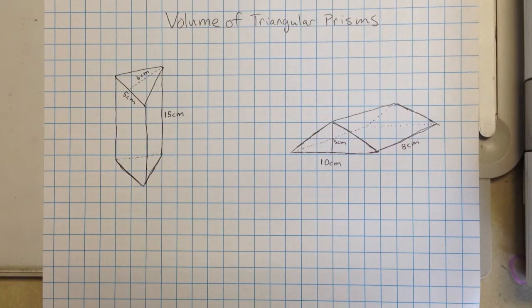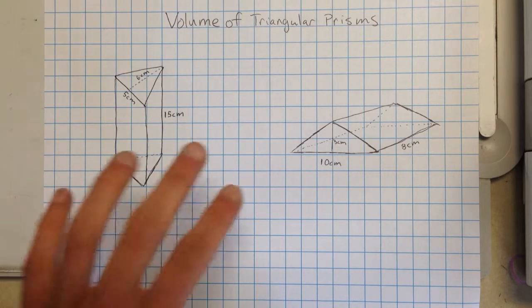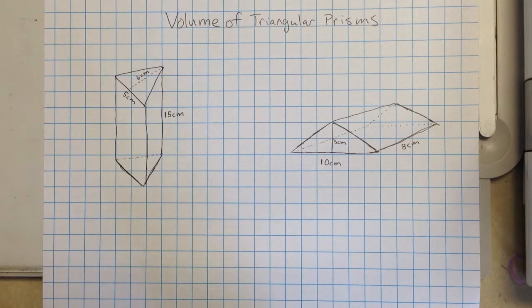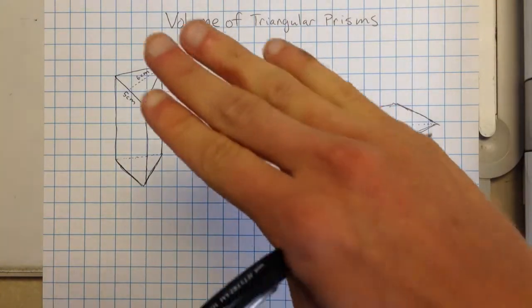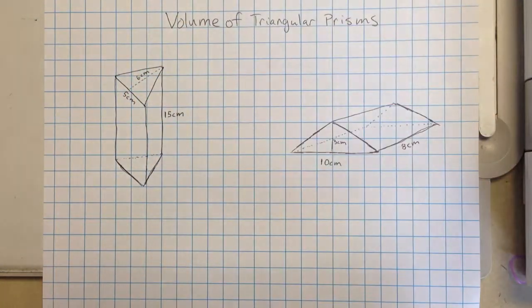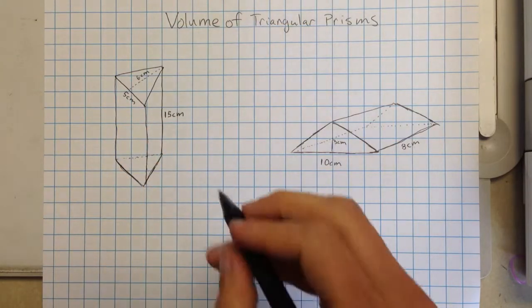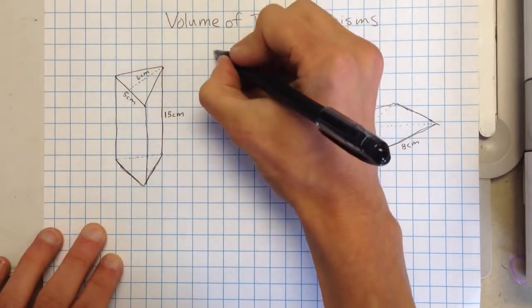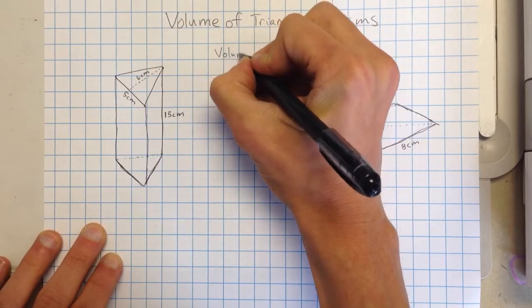All right, so we've been talking a little bit about the volume of prisms, and so this time we're going to look at triangular prisms. With the rectangular prism, remember we were able to look at the area of the base, and we talked about stacking up, how many times can we stack it up. Now we're going to do something very similar for the volume of a triangular prism, because our formula is really going to be the same.